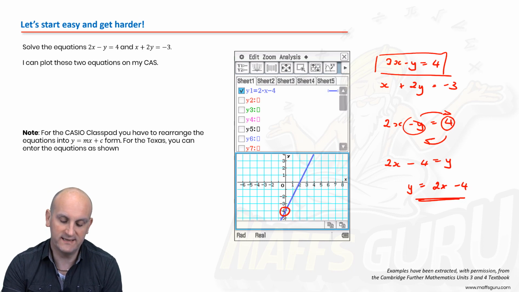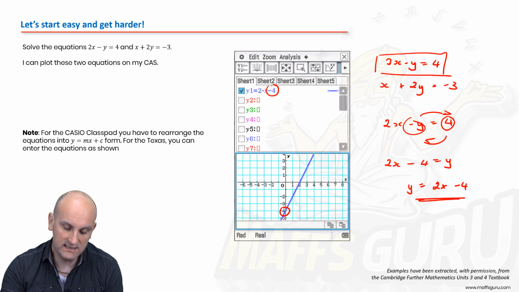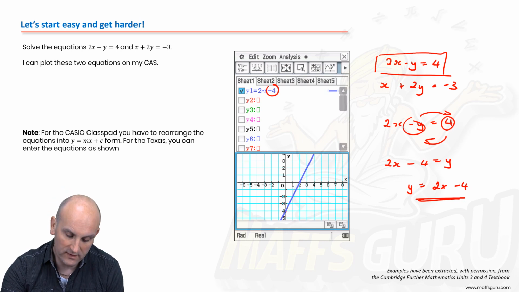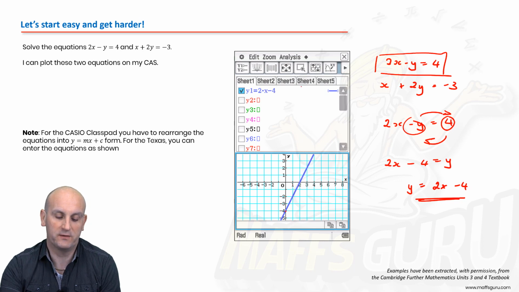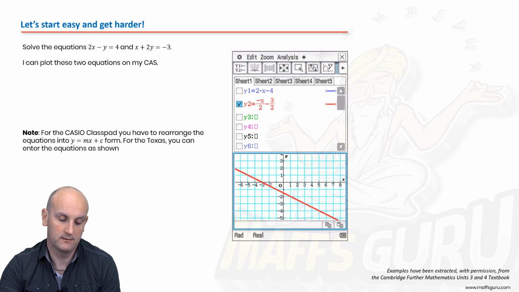Look, there's my y-axis intercept at minus 4. Does it have a gradient of 2? Well, hopefully if I go 2 up and 1 across, I get to a point. And so that's a nice visual check to allow me to do that. So there we go. There's my first line.